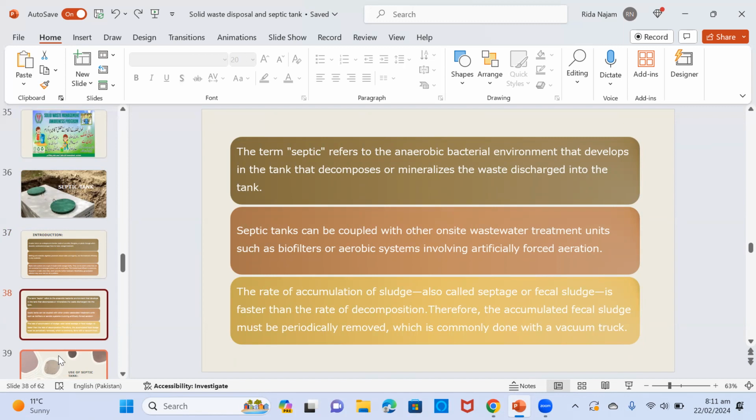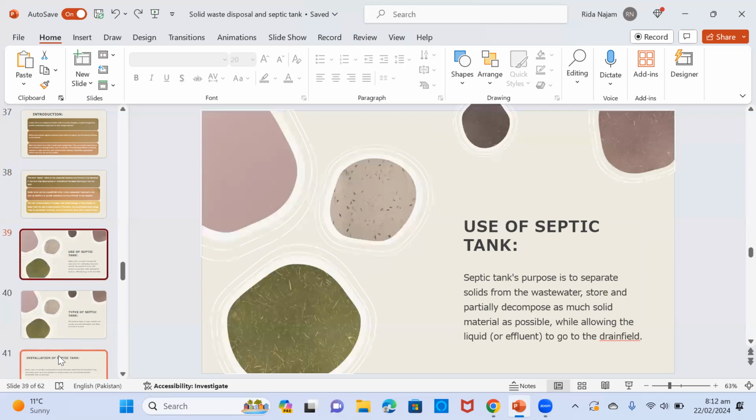The rate of accumulation of sludge, also called septage or fecal sludge, is faster than the rate of decomposition. Therefore, the accumulated fecal sludge must be periodically removed, which is commonly done with a vacuum truck.